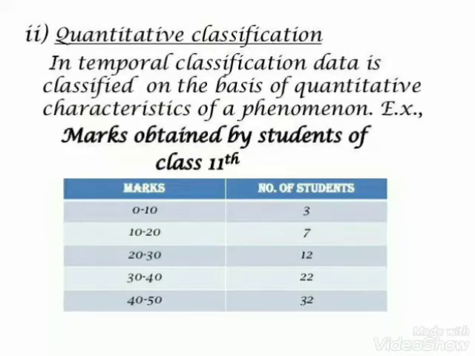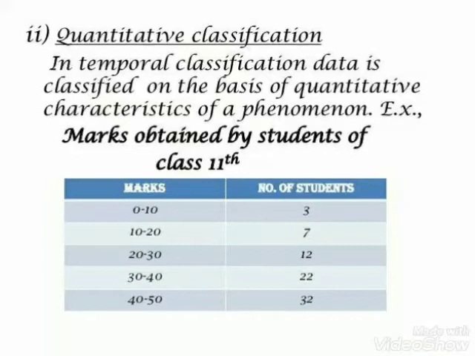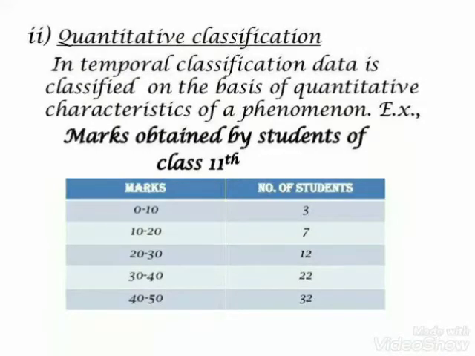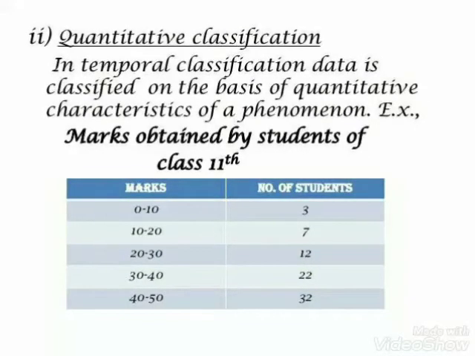So if you see, I have started with 0 to 10, then 10 to 20. Between 0 to 10, around 3 students have scored. Between 10 to 20, around 7 students have scored. And between 20 to 30, around 12 students. And if we talk about 30 to 40, around 22 students. And 40 to 50, around 32 students have scored these marks in economics. So children, this presentation of data has been classified on the basis of quantitative characteristics.